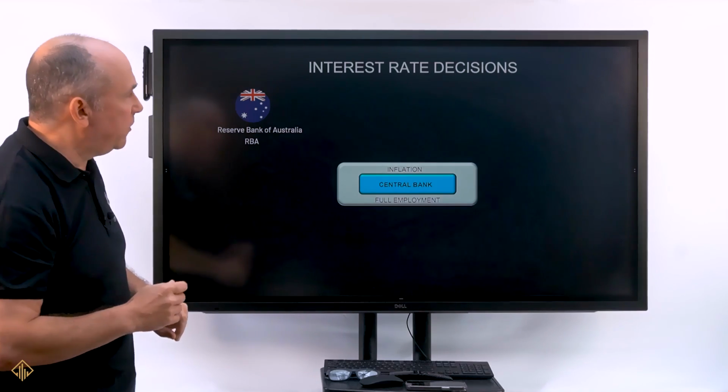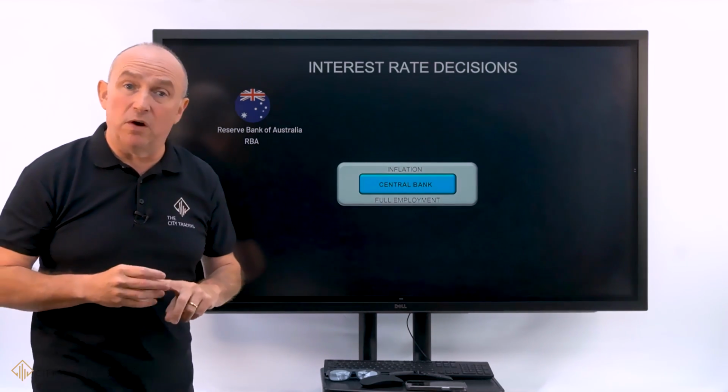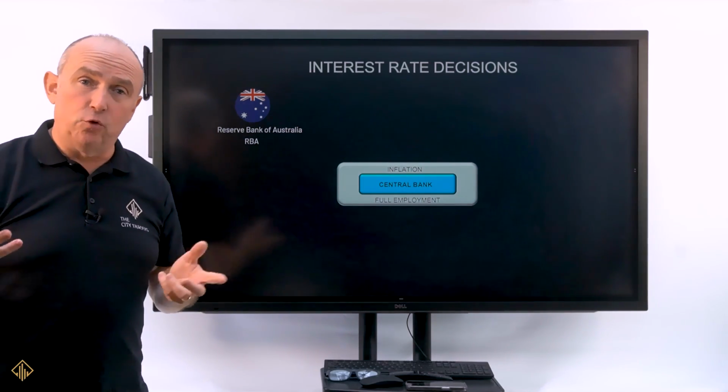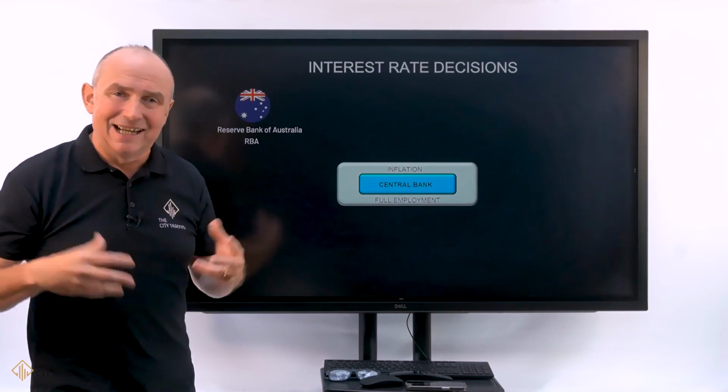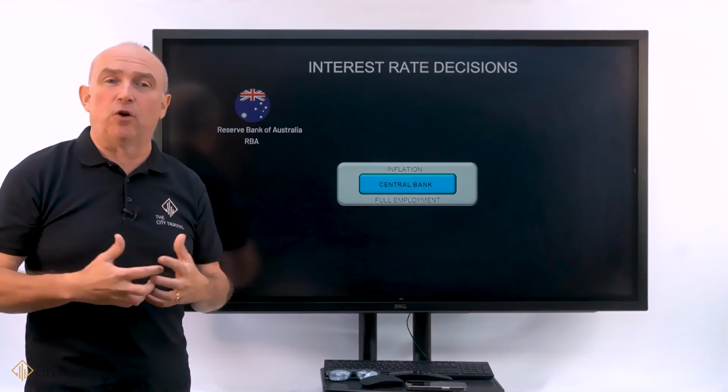Okay, so these are the different central banks around the world that we really focus on. As you'll recall from one of the earlier lessons, we focus on the top 8 economies primarily.